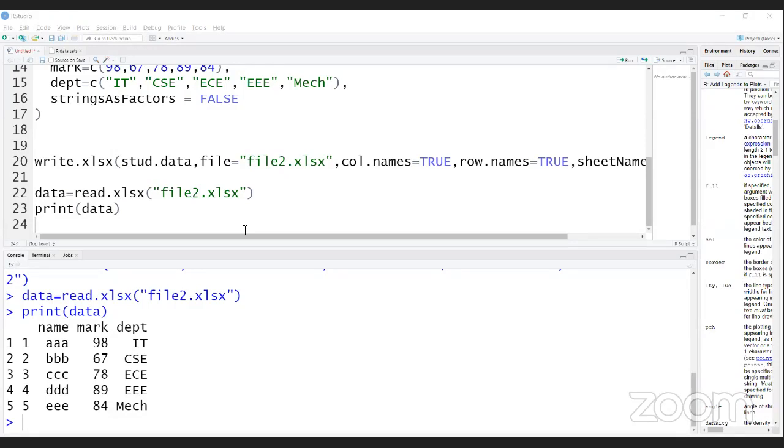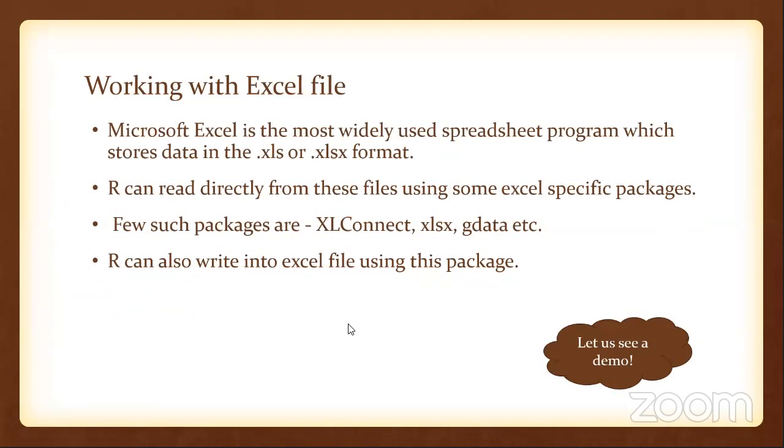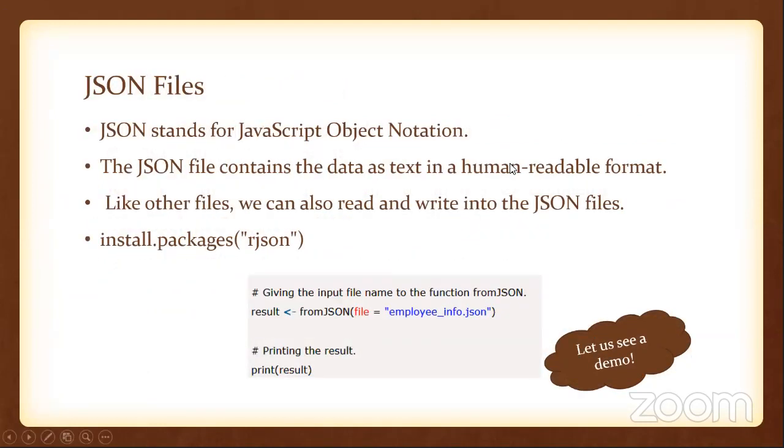Now, moving on to the next, JSON format, JavaScript Object Notation. So you should be knowing this file format as well. This is the most widely used file format for storing data and for transferring data from one application to another, especially in APIs and web services. The JSON file format is widely used.